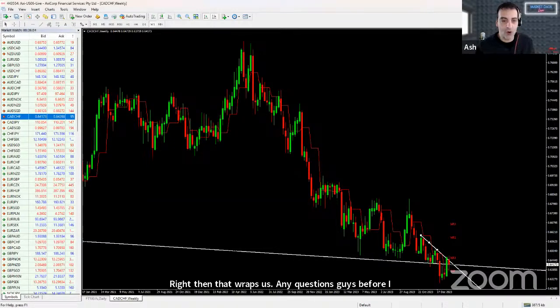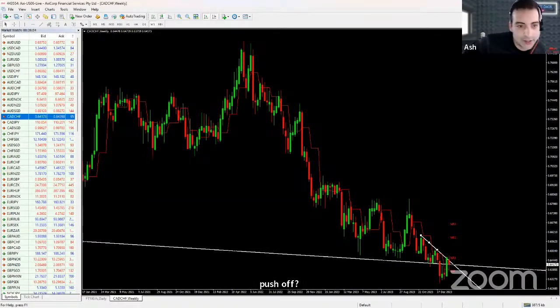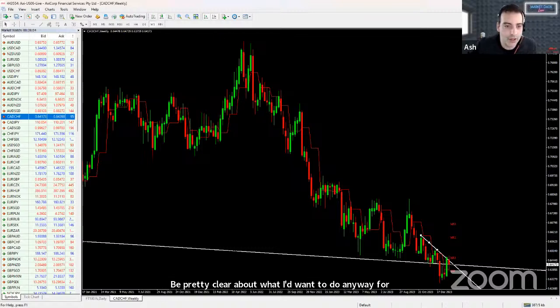Be pretty clear about what I'd want to do anyway for next week. CAD Swiss and Euro Swiss are the two things I'm looking at. Swiss is very tightly correlated with the euro as well.